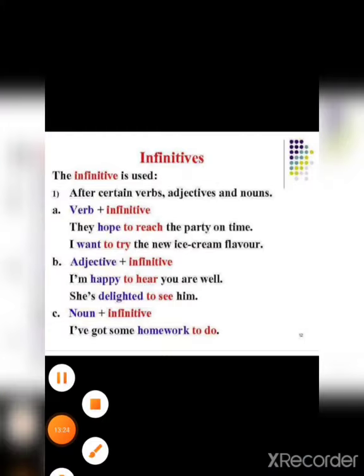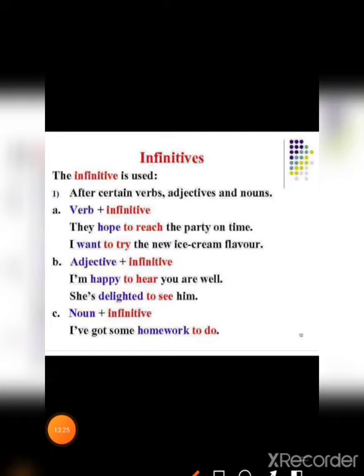So to infinitives can be used after a verb, after an adjective, and also after a noun. For example, they hope to reach the party on time. Here, hope is a verb. So after the verb, to infinitive is used. They hope to reach the party on time. Next, I want to try. Here, want is a verb. After that, to try. So that is also an example of verb plus infinitive.